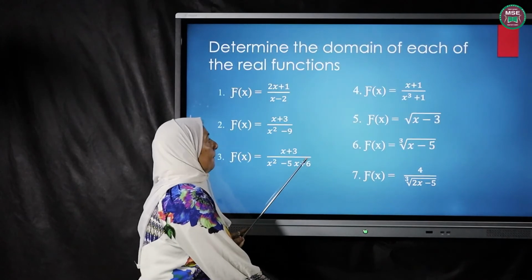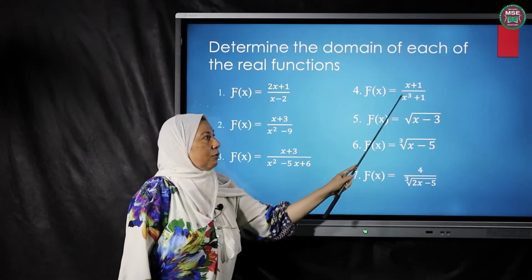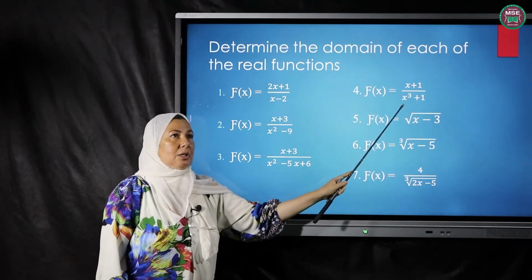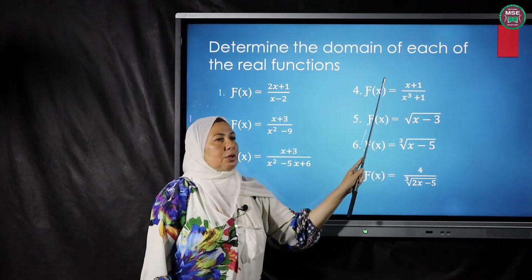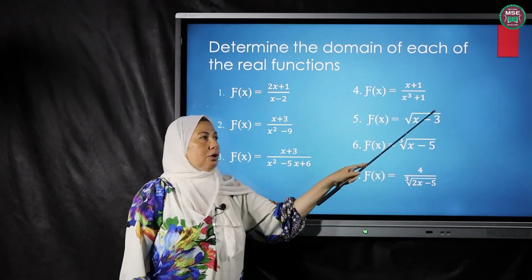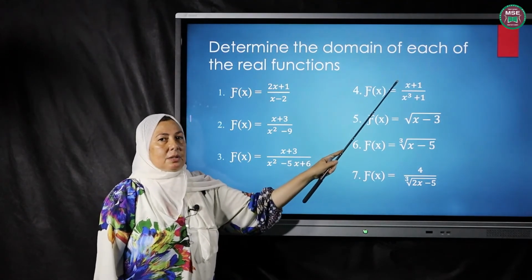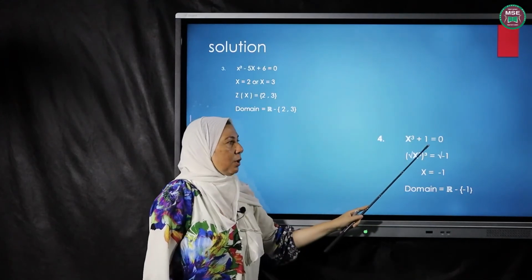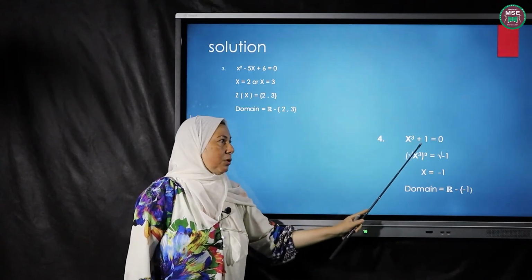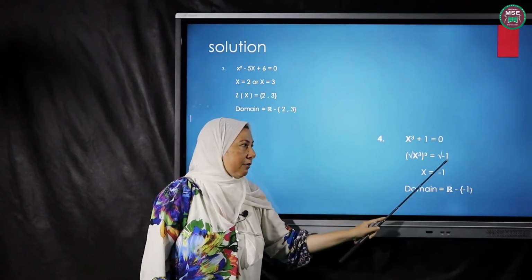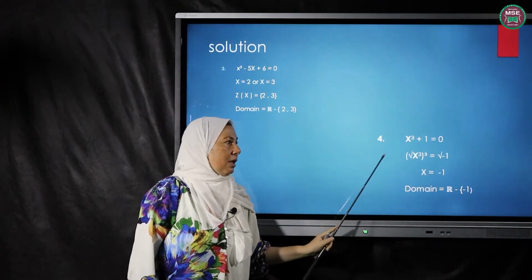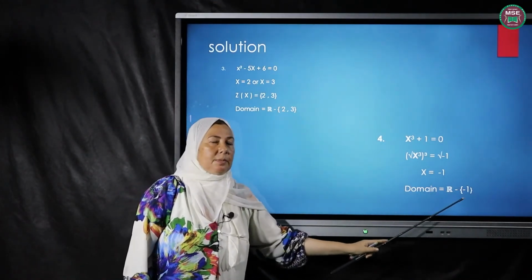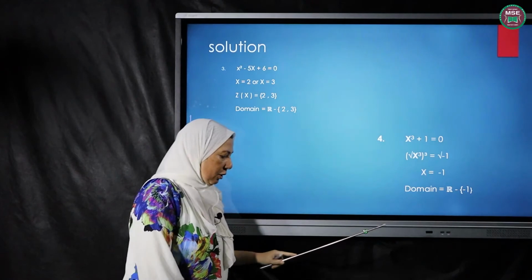Fourth example, f of x equals x plus 1 over x cubed plus 1. The denominator's domain equals R, and the numerator's domain equals R. The intersection of the two domains equals R. Now the set of zeros of the denominator: x cubed plus 1 equals 0, so x cubed equals negative 1. Taking the cubic root on both sides, x equals negative 1. The domain is all real numbers except negative 1. Fourth example is finished.